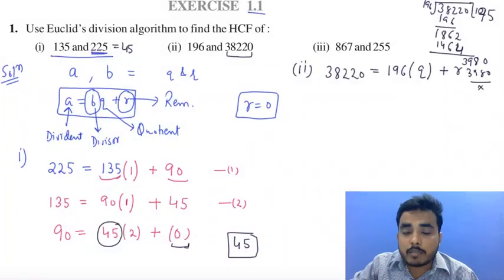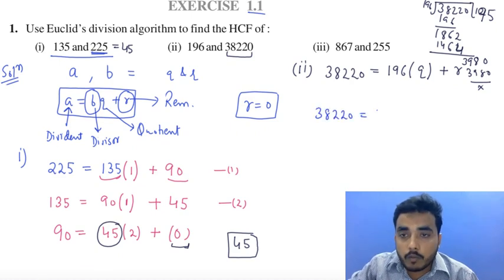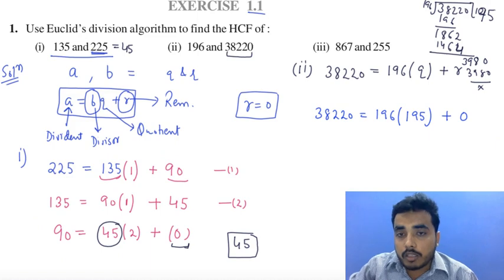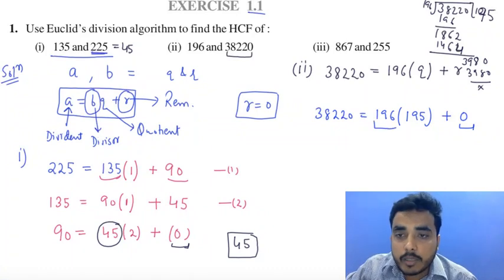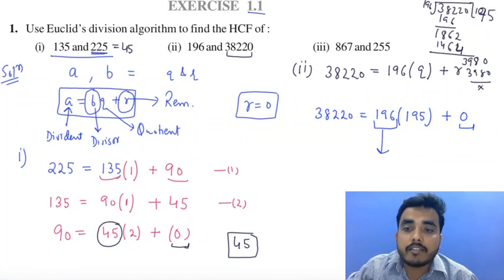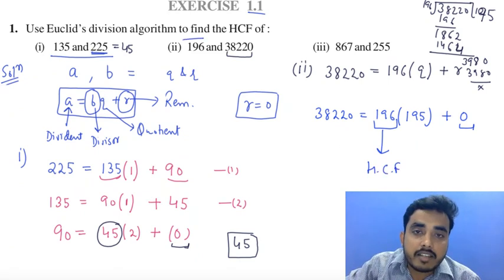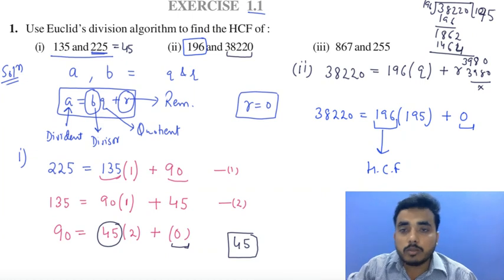So we can express this as Euclid's division algorithm. So 38220 is 196 into 195 plus 0. As I have stated earlier, when the remainder becomes 0, our divisor directly becomes our HCF. So here 196 is the HCF of these two numbers.